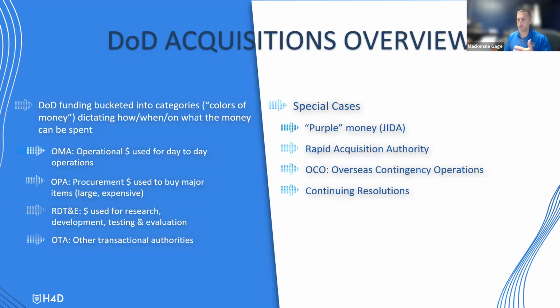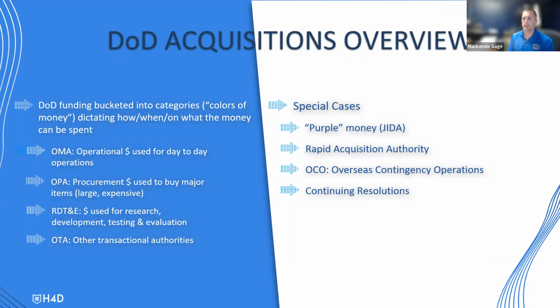There's also some special cases here, some special authorities to consider. So there's purple money. That's how SOCOM is funded, and some other organizations like JIDA on the slide. It comes with a lot of oversight, but it comes with a lot of additional authority as well. Purple money is basically joint money.